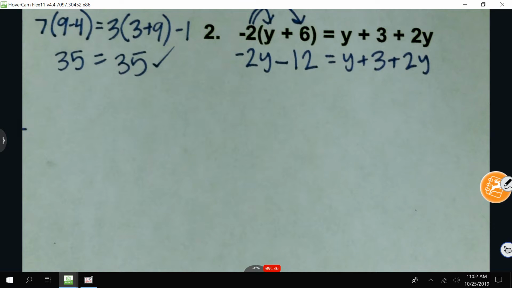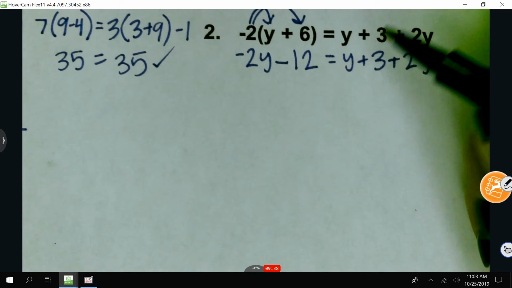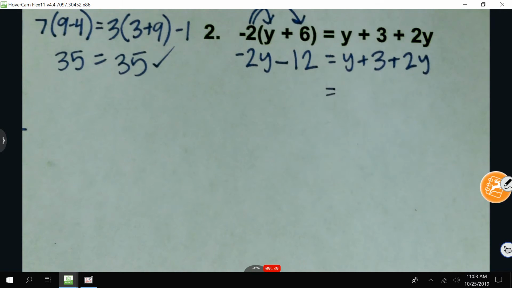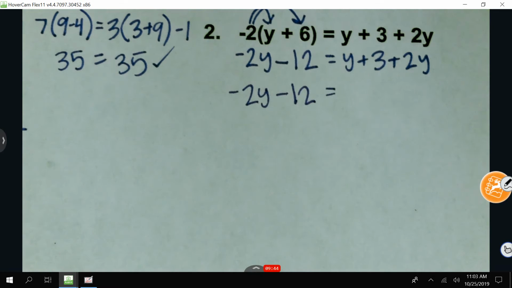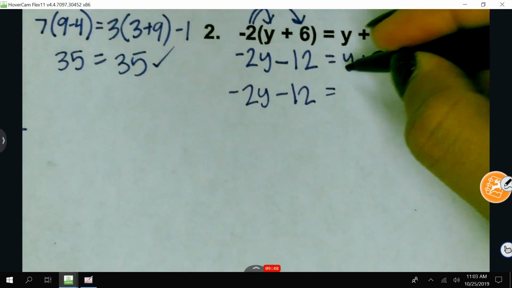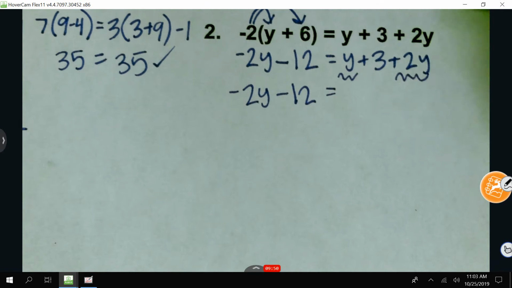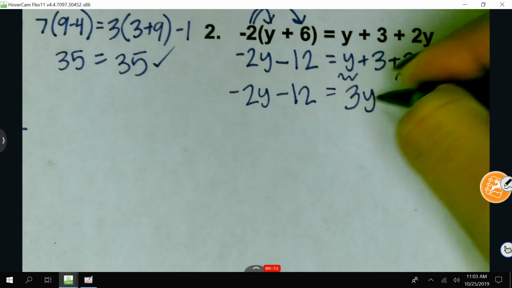Yes. Next step is to combine like terms. Can I do it on the left-hand side? No, so I'm just going to bring that down. But can I do it on the right? Yes. What are they? Y and 2y, which gives me 3y.